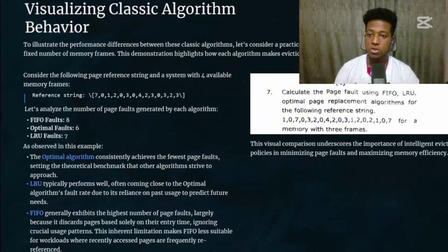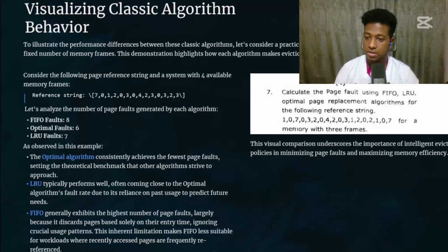Consider the following page reference string and a system with 4 available memory frames. We have our string over here. Let's analyze the number of page faults generated by each algorithm. We have FIFO with 8 faults, optimal with 6 faults, and LRU with 7 faults.